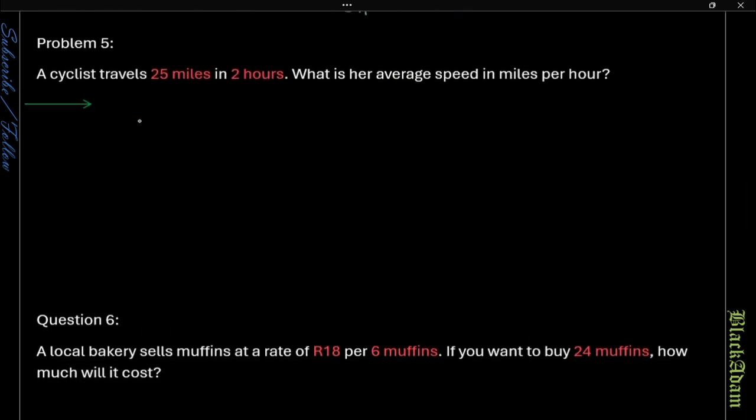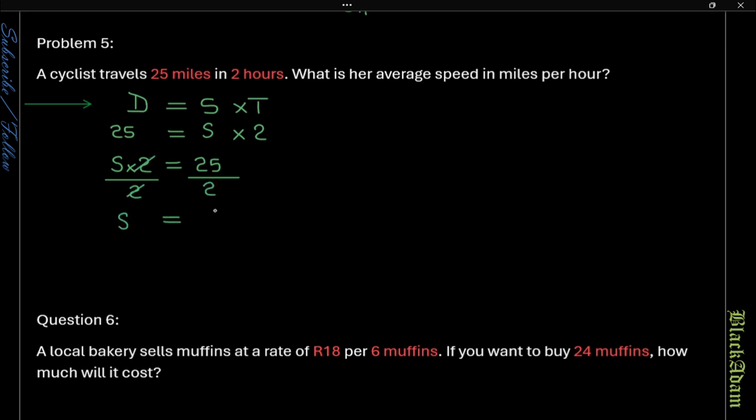Next question is 5. A cyclist travels 25 miles in 2 hours. What is the average speed in miles per hour? Once again, we use the distance equal to speed times time. Our distance is 25 and our speed is what we want. Our time is 2 hours, and then it's s times 2 is equals to 25, and then divide both sides by 2, and that leaves us with s is equals to 12.5 miles per hour. So that's the speed.